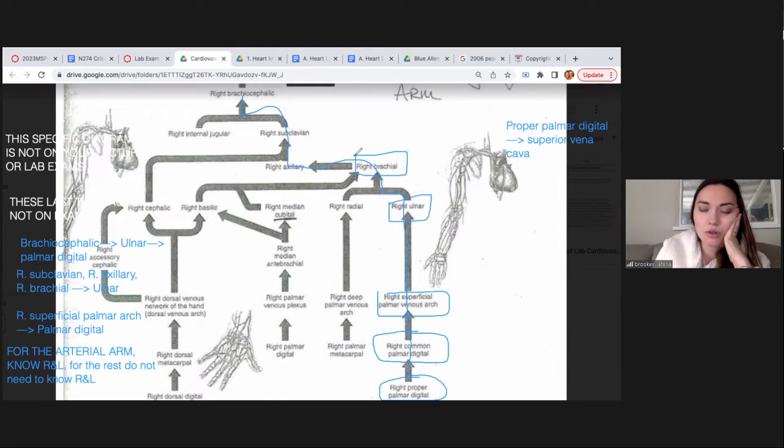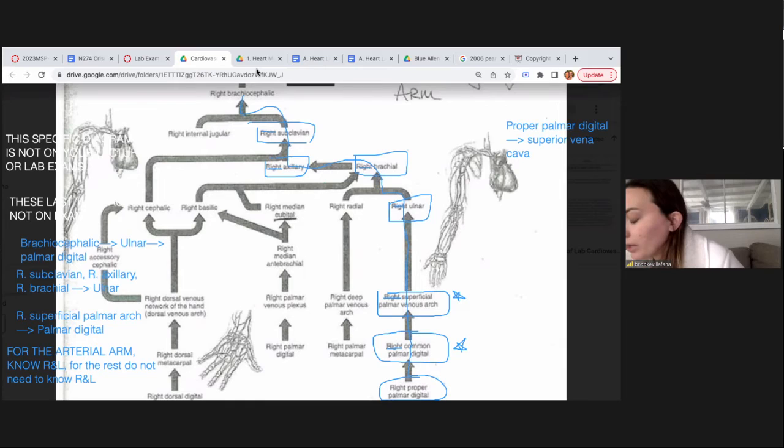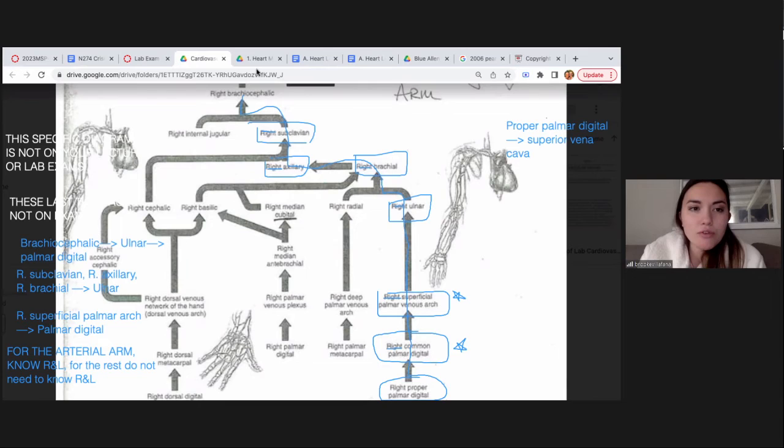those two words. So the reason that this quiz is hard is because there's a lot of variety of which prompts you're going to get and memorizing those, but you need to memorize right common palmar digital, right superficial. You don't need to know right, like I said, as long as it's not the arterial arm. Common palmar digital, superficial palmar venous arch, ulnar, brachial, axillary, subclavian, and then there's two more at the top of the screen, right? Brachiocephalic, and then it leads to the superior vena cava. Does that make sense? The expectation for the quiz is that you have to memorize all of the stuff in between.